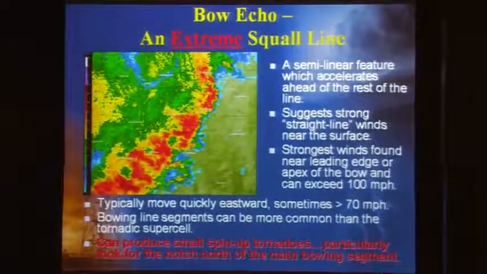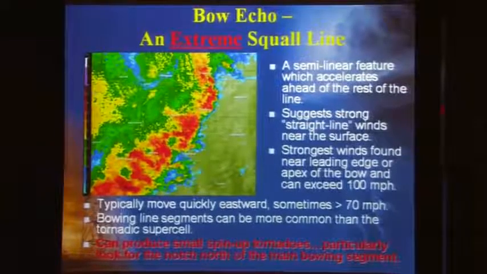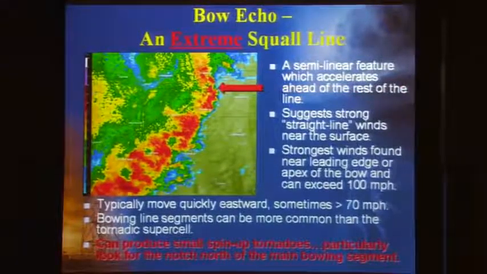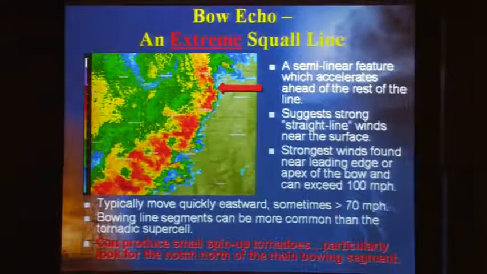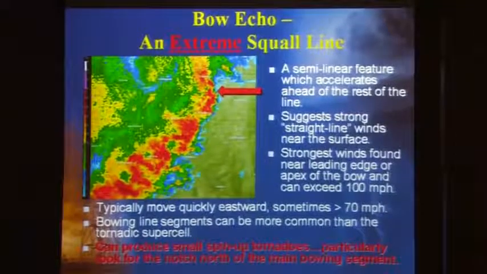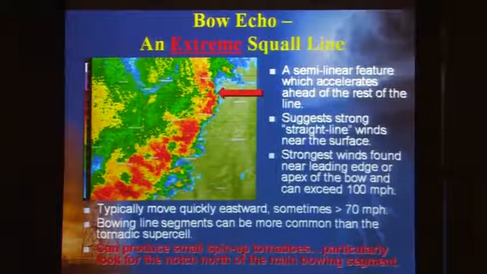Now there's another feature you have to be concerned about. As I may have mentioned before, upwards of half of our tornadoes come from squall lines. Just north of where it's bowing out the most is a potentially susceptible area for development of a small tornado.